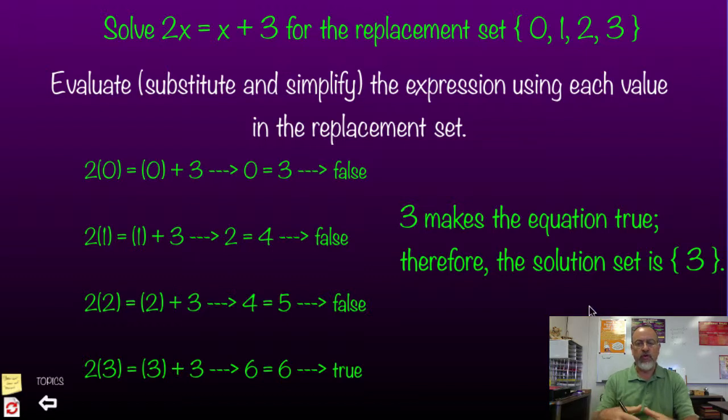Okay, so that's what a replacement set is, and that's how we're going to begin solving these equations. We're going to be given a small replacement set, and we're going to solve by substituting in those values into the expression and determining which one or two make the equation true, and that's going to be our solution set.